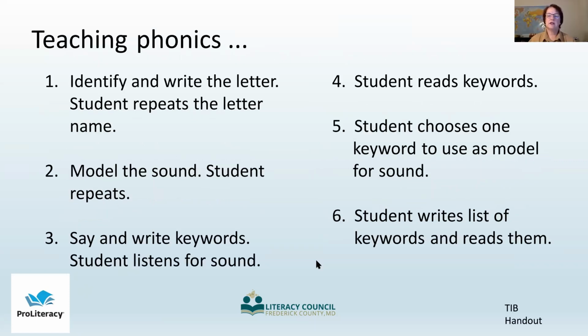Teaching phonics. For a non-reader or a beginning reader, students who need more extensive phonics instruction, a systematic approach works well. Several of our book series give students a complete collection of phonics skills. You might want to use the process you see on this slide, in which the student has a keyword to help them remember how to pronounce a given letter.